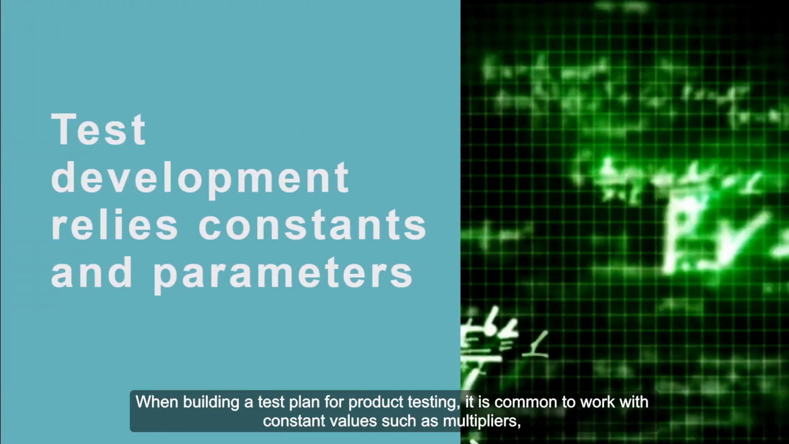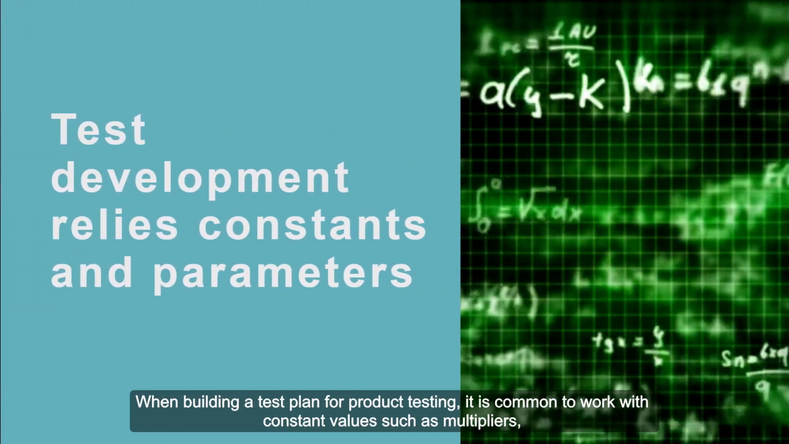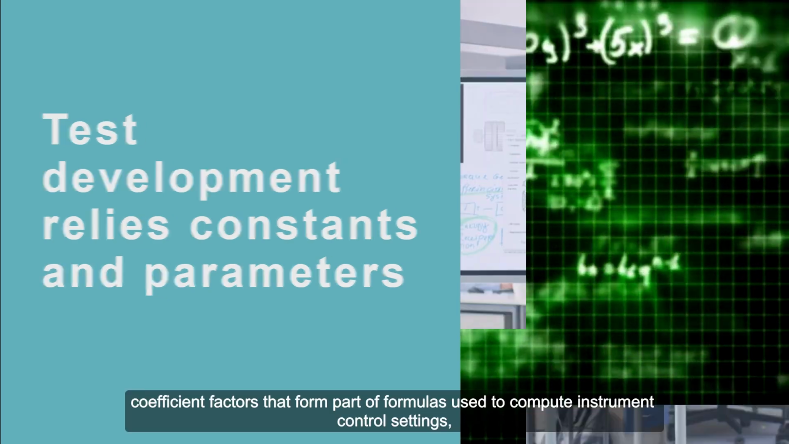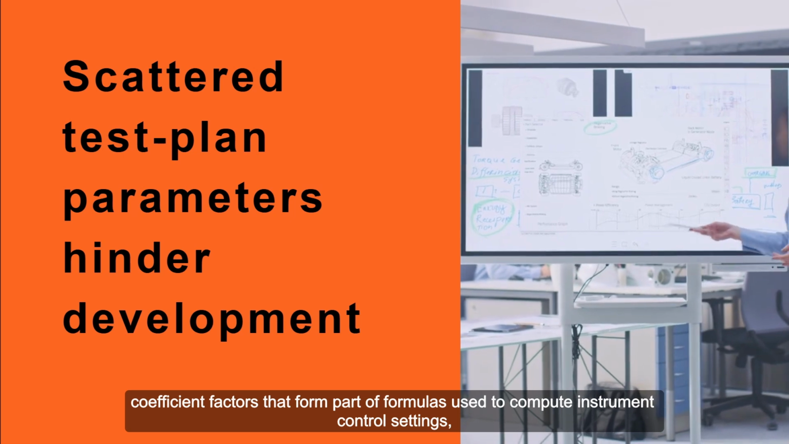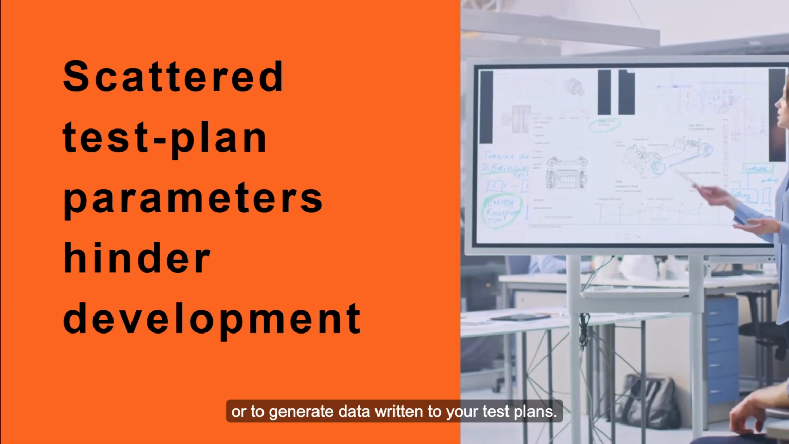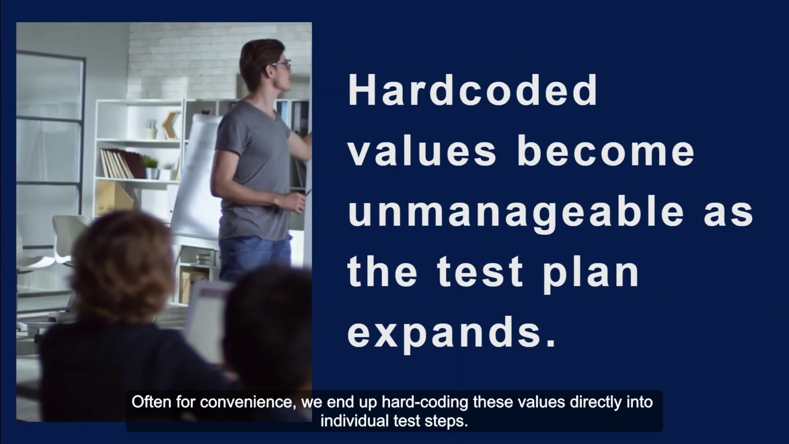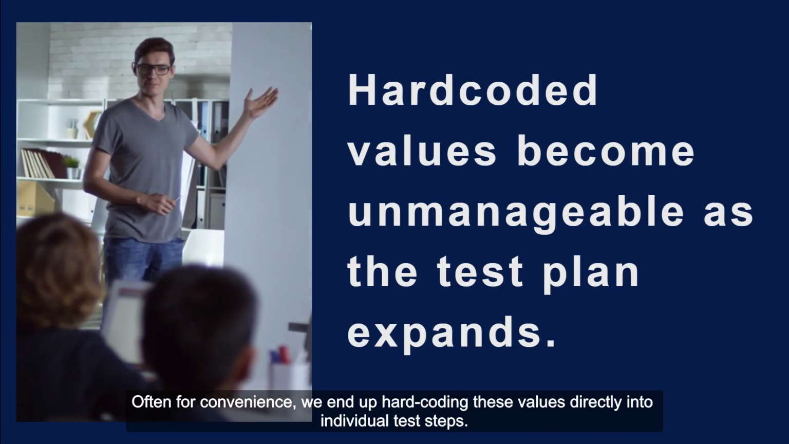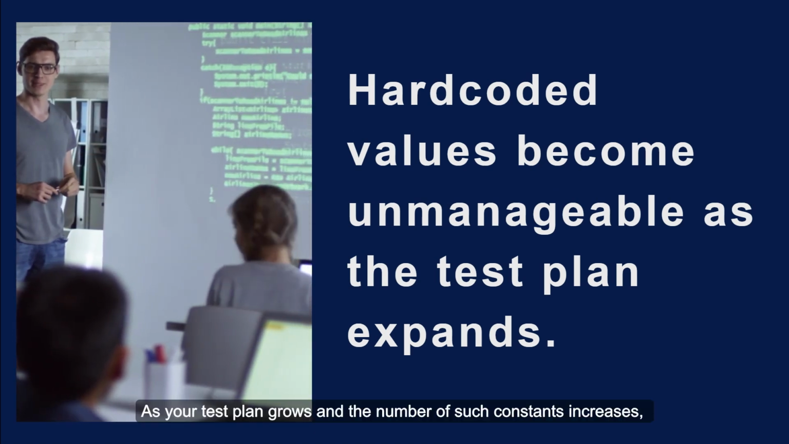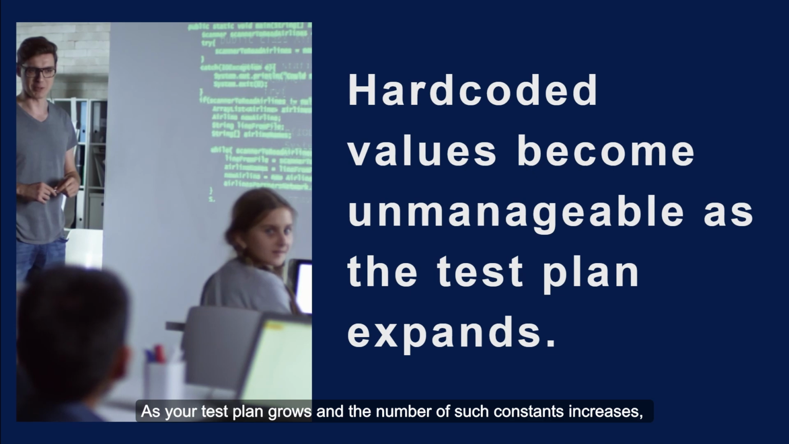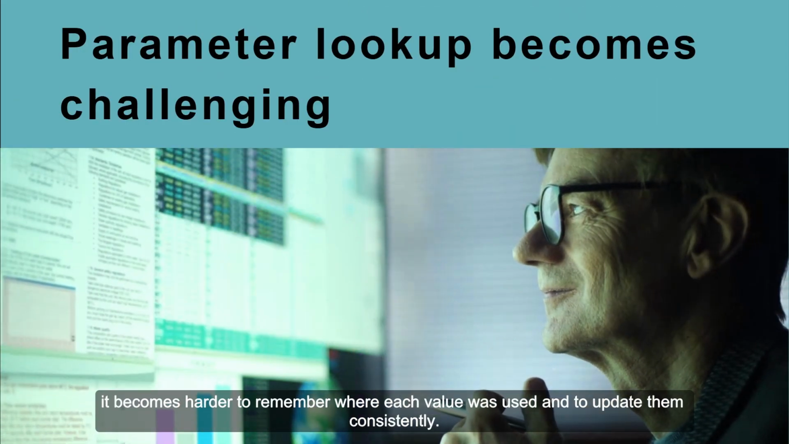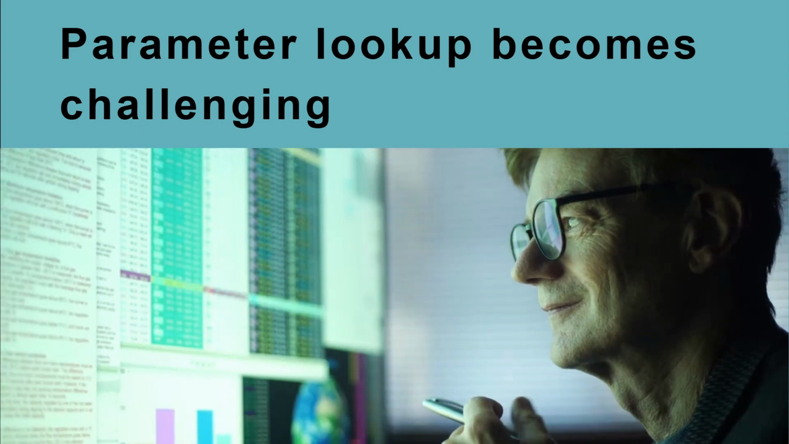When building a test plan for product testing, it is common to work with constant values such as multipliers, coefficients, and factors that form part of formulas used to compute instrument control settings or to generate data written to your test plans. Often for convenience, we end up hard-coding these values directly into individual test steps. As your test plan grows and the number of such constants increases, it becomes harder to remember where each value was used and to update them consistently.